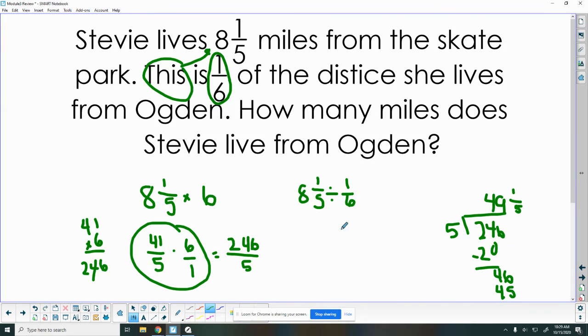So to get to Stevie's house from Ogden is 49 1/5 miles. To get to the skate park, it's 8 1/5. And this number 8 1/5 is 1/6 of 49 1/5. So Ogden is farther than the skate park. So my answer makes sense. Got to go back and check and see what is the question asking you to do.